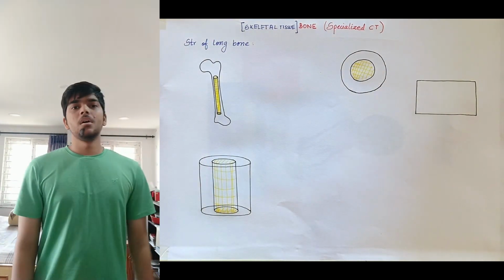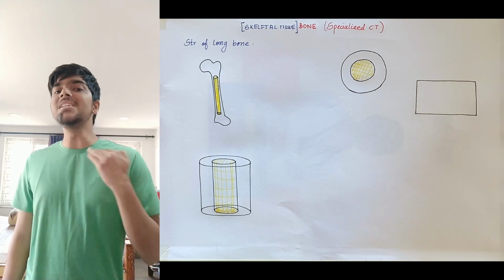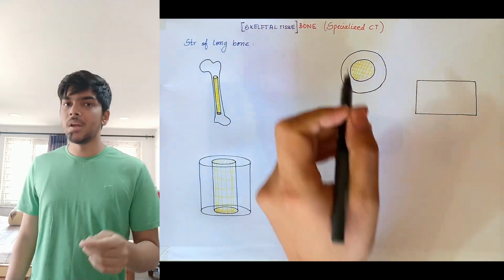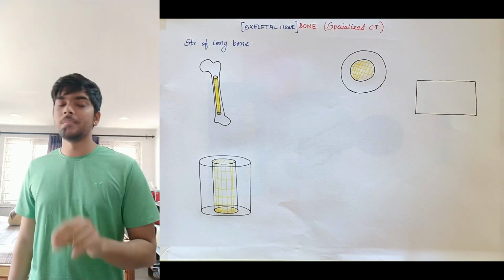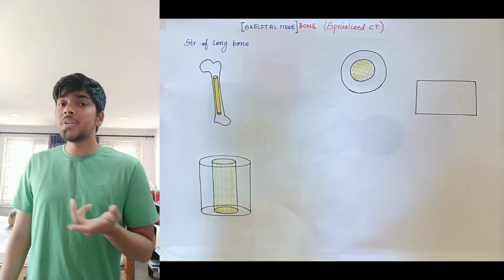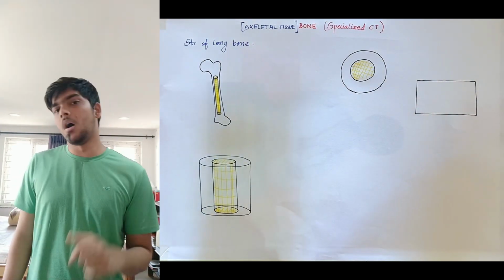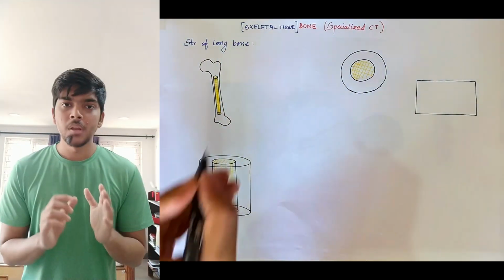Duh. Okay, so before we look at the types of bony tissue or the types of bone, which include compact bone and spongy bone, first let's look at the structure of a long bone. A long bone is named so because it is long, that's why. Okay, let's look at a diagram of a long bone.